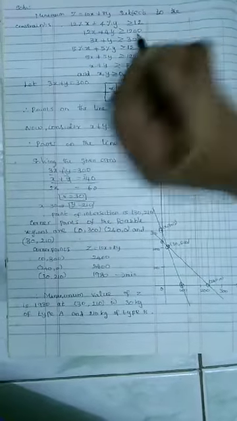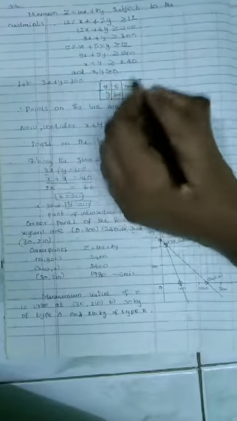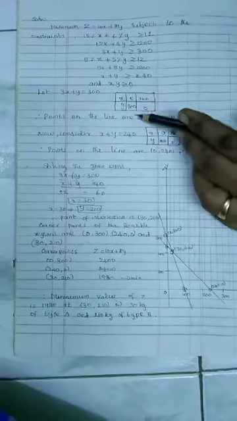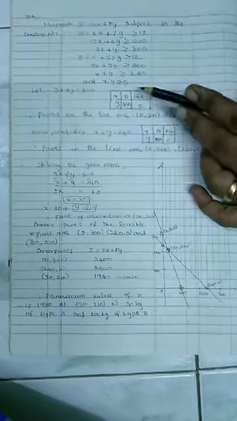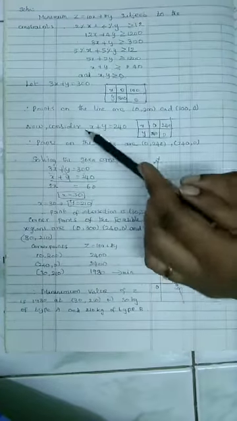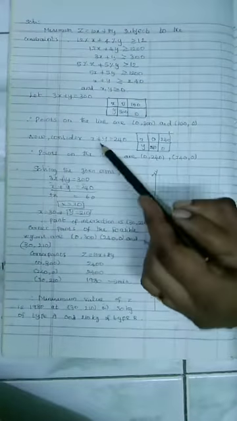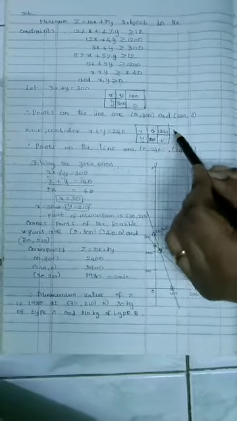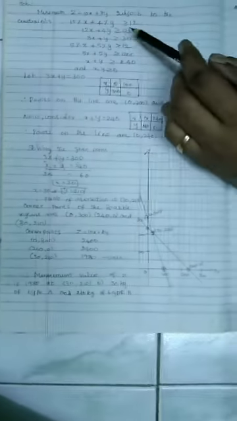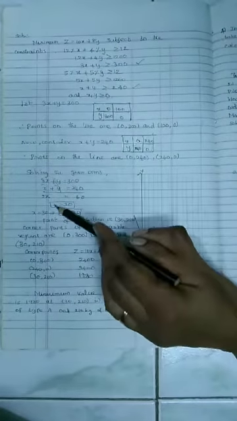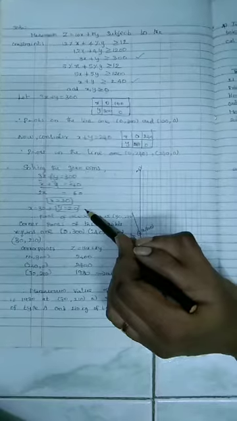First I consider this inequality, 3x plus y equals 300. I get some points: substituting x as 0 means y is 300, and y as 0 means x is 100. So the points on the line are 0, 300 and 100, 0. Then I consider the second line, x plus y equals 240. Substituting x as 0, y is 240, and y as 0 means x is 240. Now solving these two equations, I get x equal to 30 and y equal to 210.